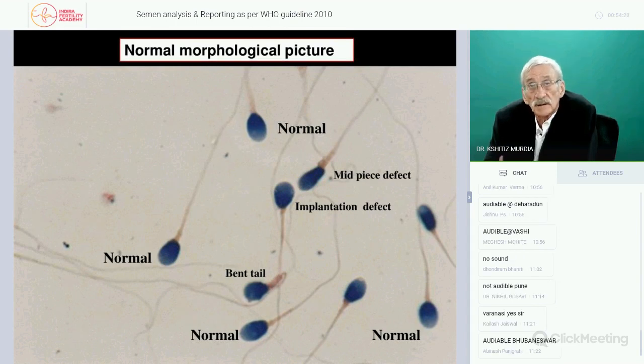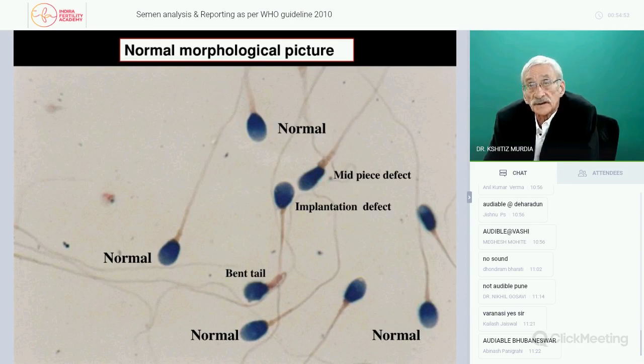This is a normal tail. This is a normal head. You see, the definition of an oval shape is the ratio between the length of the head divided by the width should be 1.5 to 1.7. If that ratio is not there, then the head is abnormal, like this head.